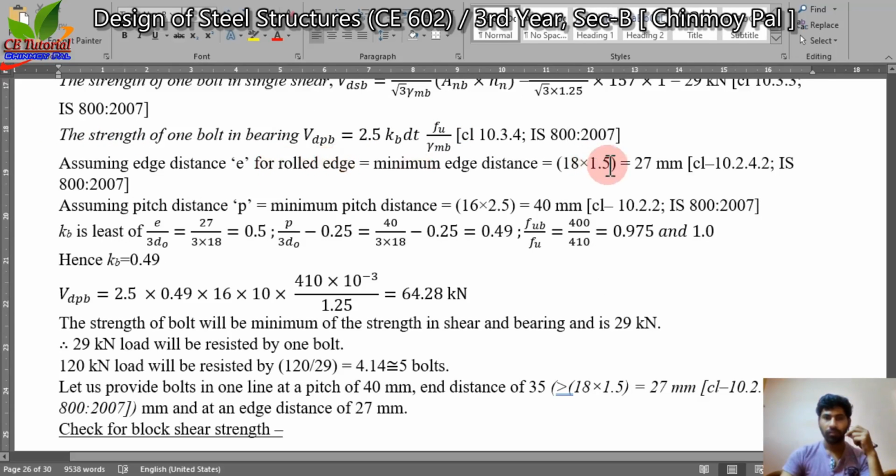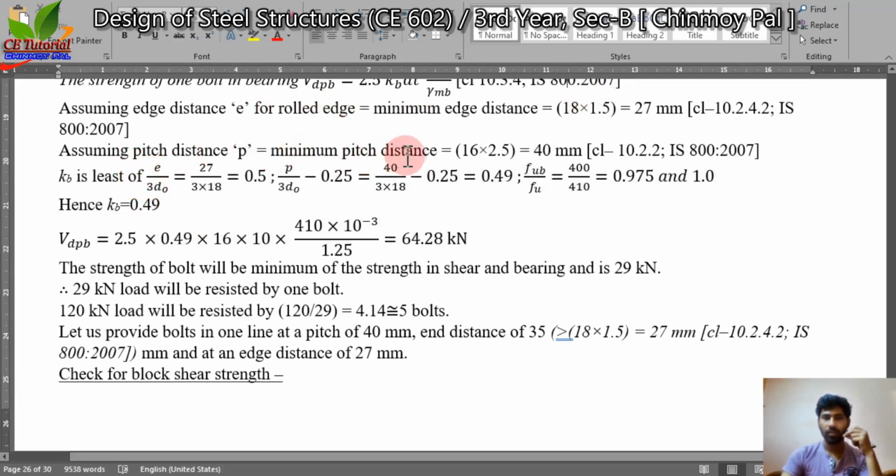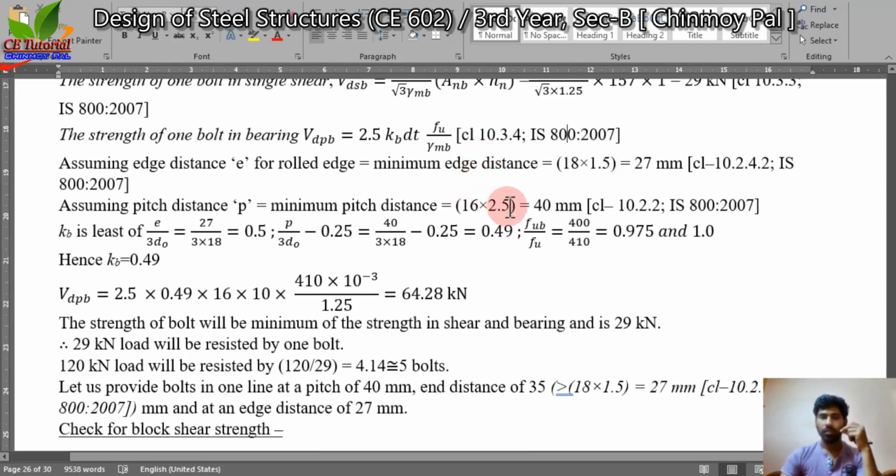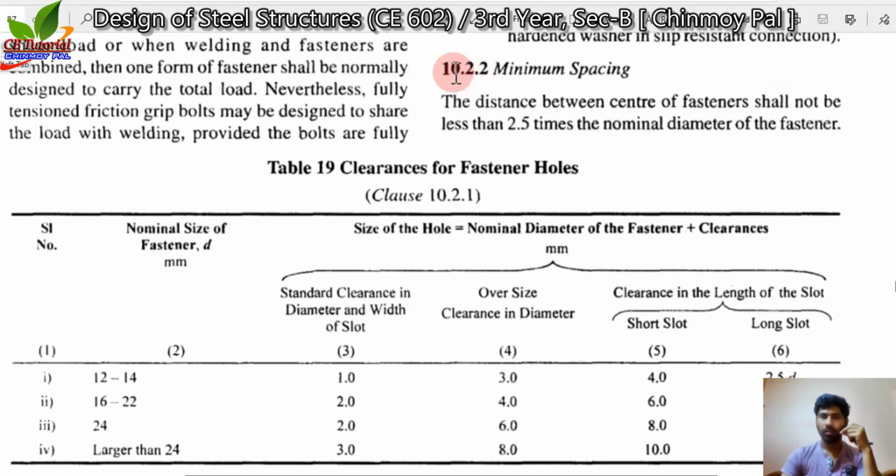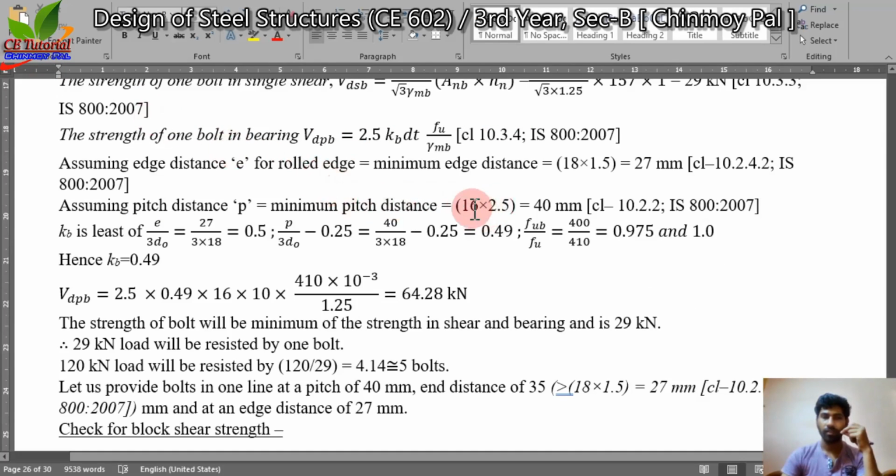For rolled edge we are multiplying 1.5. Now assuming that pitch distance P is equal to minimum pitch distance 16 into 2.5 is 40 millimeter, and clause 10.2.2 is providing this limitation. This is clause 10.2.2 for minimum spacing. The distance between center of fastener shall not be less than 2.5 times of nominal diameter of the fastener. So we are considering the minimum pitch distance, that is bolt diameter multiplied by 2.5, that is 40 millimeter.